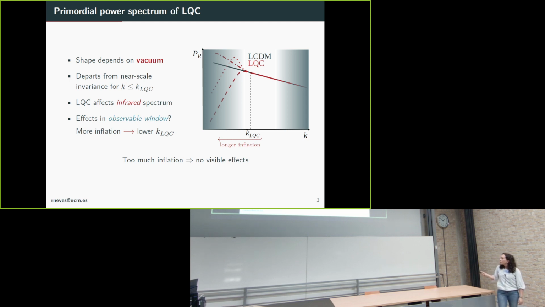And this is related to parameters of the theory that make us have more or less inflation. If we have too much inflation, everything stretches out too much, then the effects become too infrared and they are not observable.